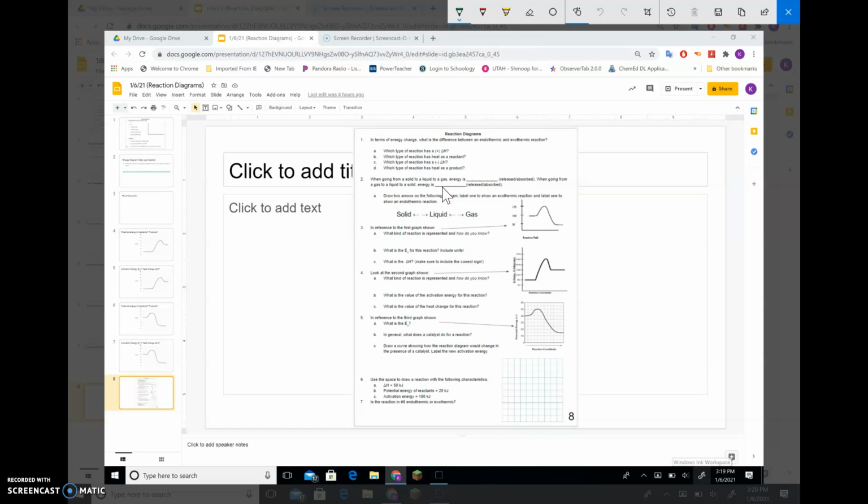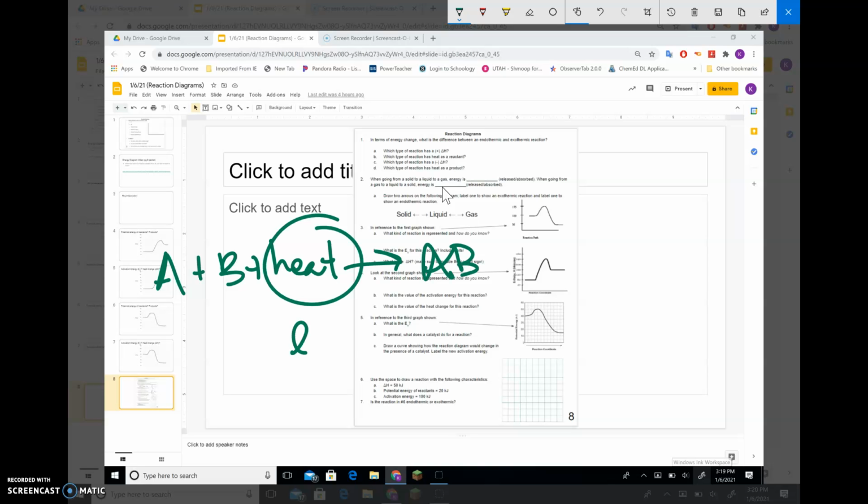If I write out a reaction and I have, let's say, A plus B, and I add heat as a reactant, then I get AB as our product. When heat is a reactant, this is an endothermic reaction because you are taking in the heat. Delta H negative, that's going to be exothermic.